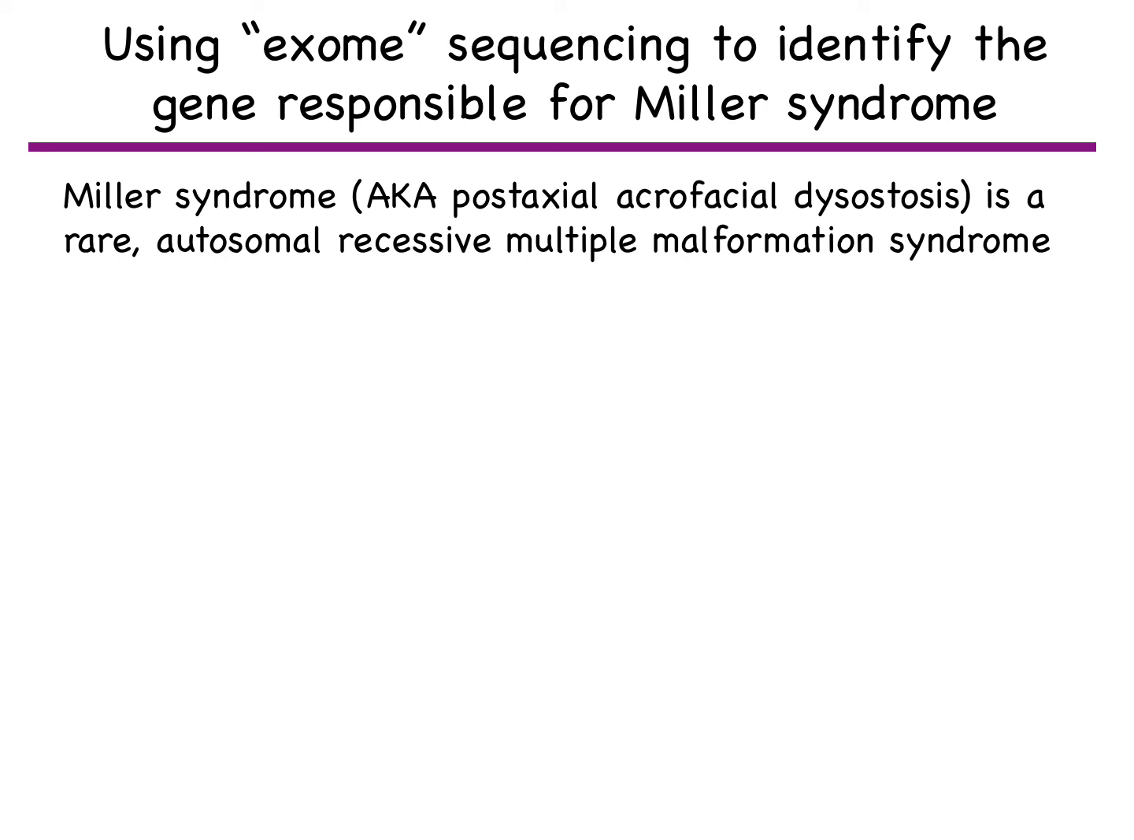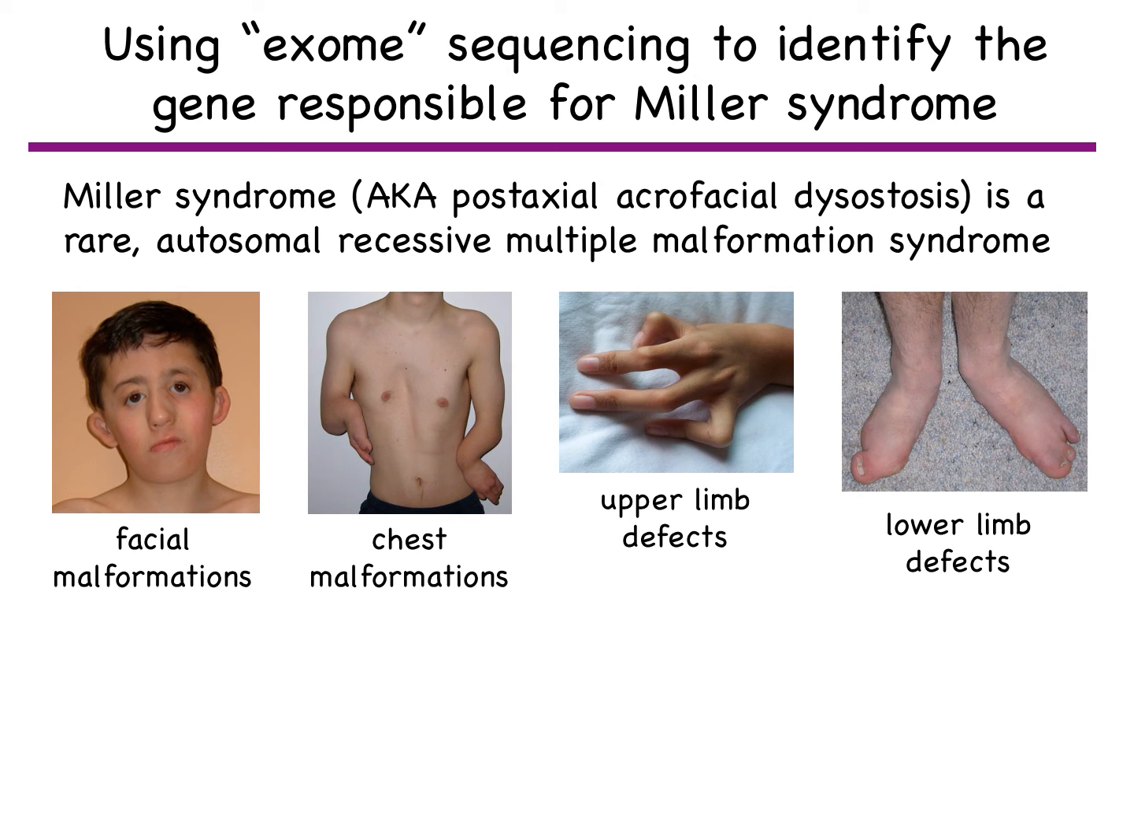On this and the next few slides, I'll talk about an example of using exome sequencing to identify the gene responsible for Miller syndrome. So just a little bit about Miller syndrome. This also has a technical name. It's a little bit hard for me to pronounce. Post-axial acrofacial dysostosis. It's a rare autosomal recessive multiple malformation syndrome. So a couple of examples of what this syndrome phenotype is like. So it's associated with facial malformations, chest malformations, there are upper limb defects, as well as lower limb defects.